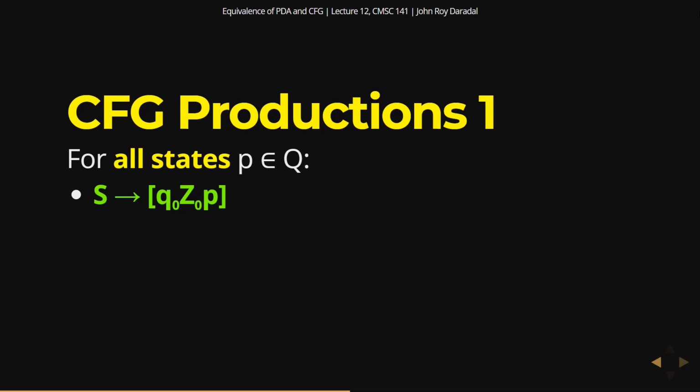There are three types of productions for the equivalent CFG. So let's start with type 1. For all the states P in the given PDA, we will add this production. S, remember, is our start symbol. S will go to the variable [q0 Z0 P], where q0 is your start state, Z0 is the stack top, the bottom marker, and P is the state. So we'll have to do this for all states. We'll have to add this production.